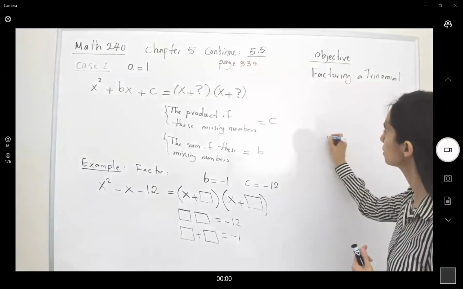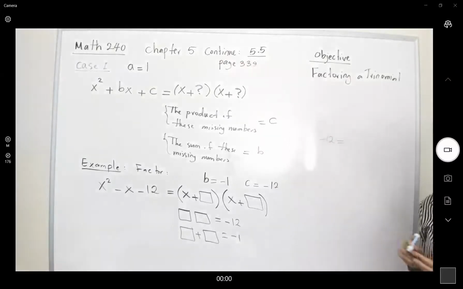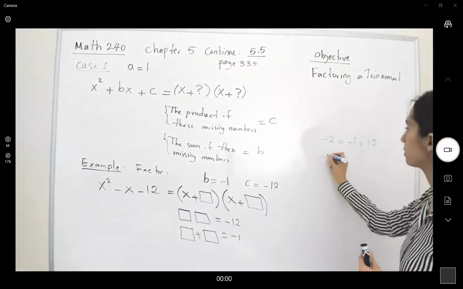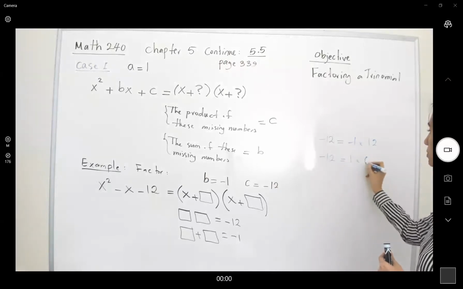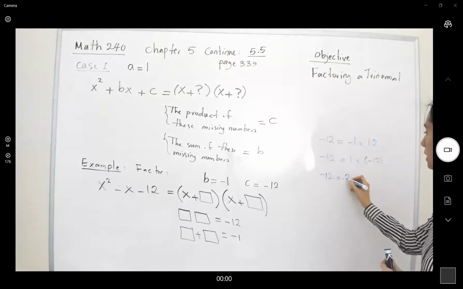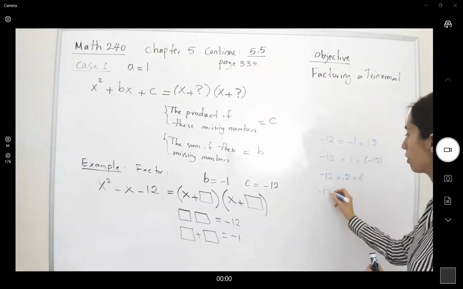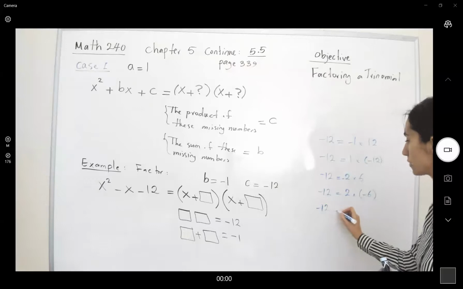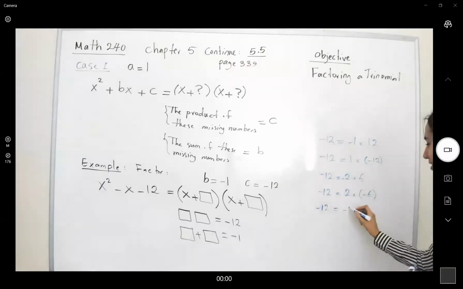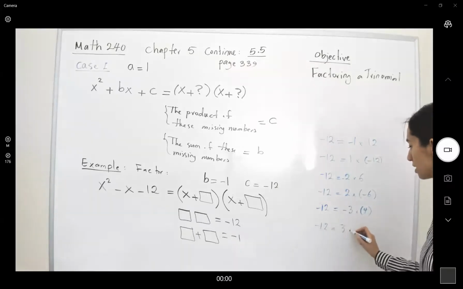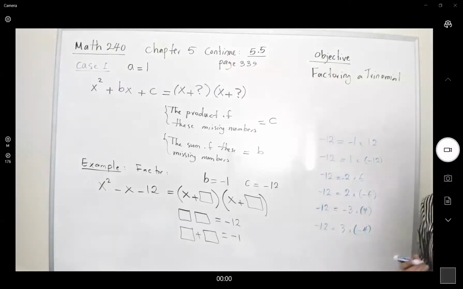So -12 is equal to -1 times 12, or it is 1 times -12. -12 can be written as -2 times 6, or it can be written as 2 times -6. -12 can be written as -3 times 4, or it can be written as 3 times -4. Do we have any other possibilities? I don't think so. That's it.